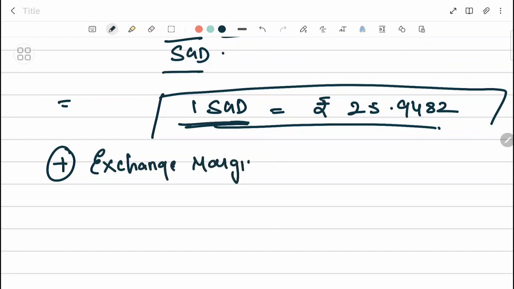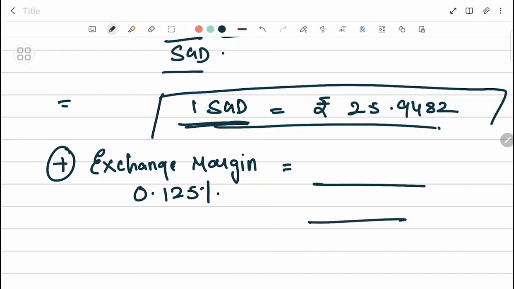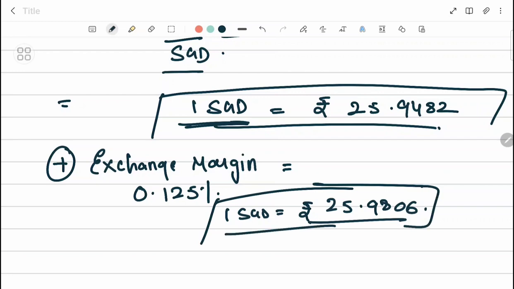Exchange margin, I think it was 1.125%. This comes up to, calculate it, 25.9482 plus 0.125% gives me 25.9806. Okay, this is again 1 SGD is equal to rupee. So this is your final rate. This is the rate that the bank will quote, that okay, at this particular rate I am willing to sell you 25 lakh SGD, Singaporean dollar, and in return of rupees.